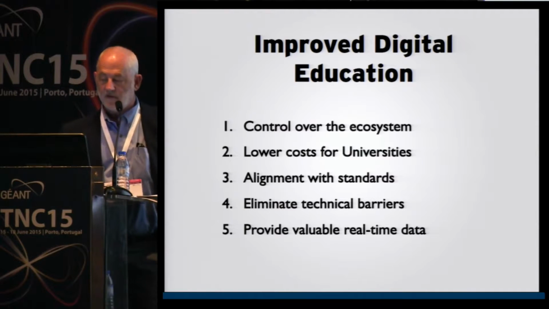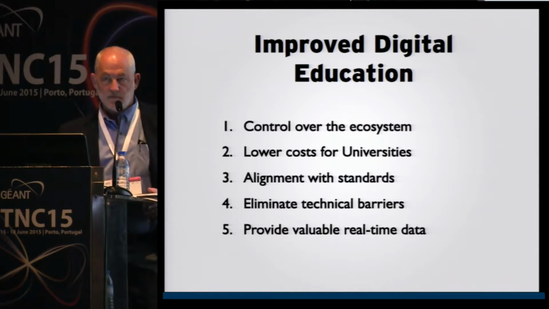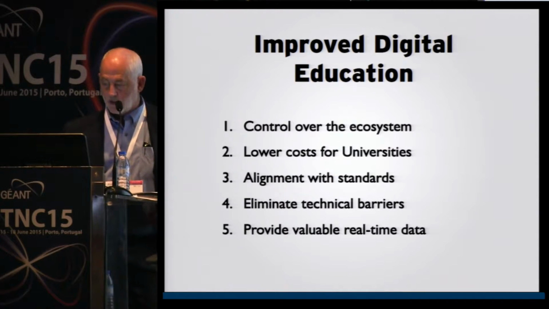But again, what we want is an improved environment for digital education. We want control over the ecosystem. We do not want this to be as it has been for scholarly publishing, where Elsevier largely decides what our price increases are year after year. Lower costs, therefore, for universities by pooling our resources. We have concluded that we have to share infrastructure costs with other universities. We can't afford to go it alone.